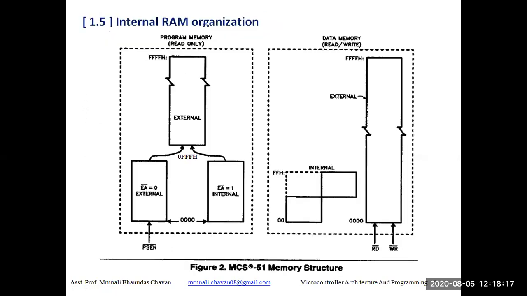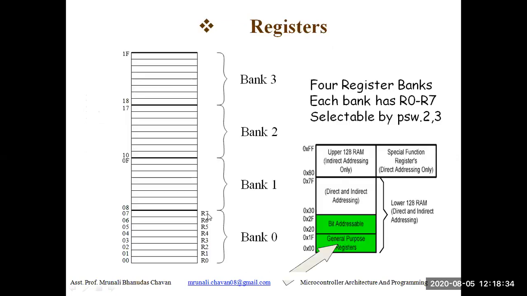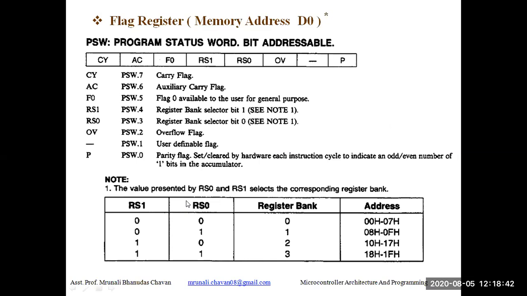So this area, it is general purpose register, or the 8051 banks are located in this area. For selecting these banks, bank 0, bank 1, bank 2, bank 3, we can make the changes in PSW.4 and PSW.3. So here table shows how these two bits can select a particular bank.